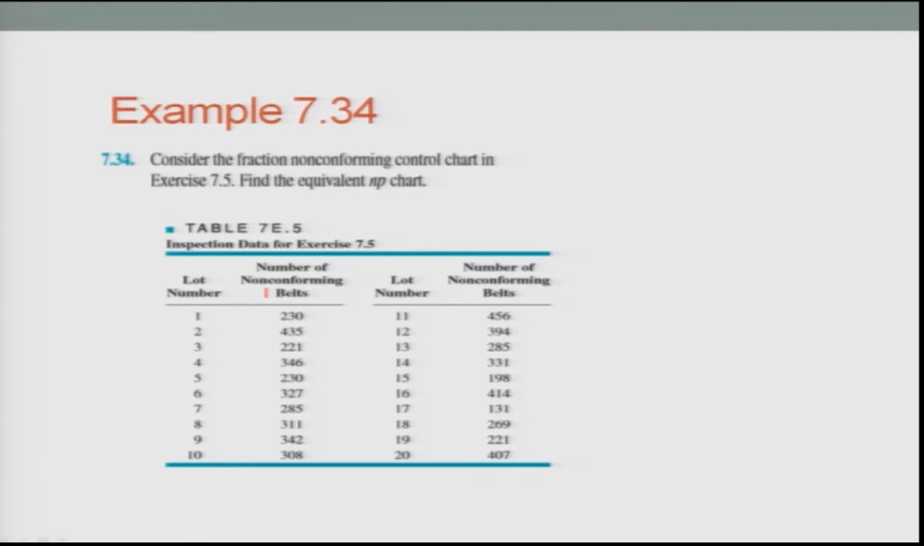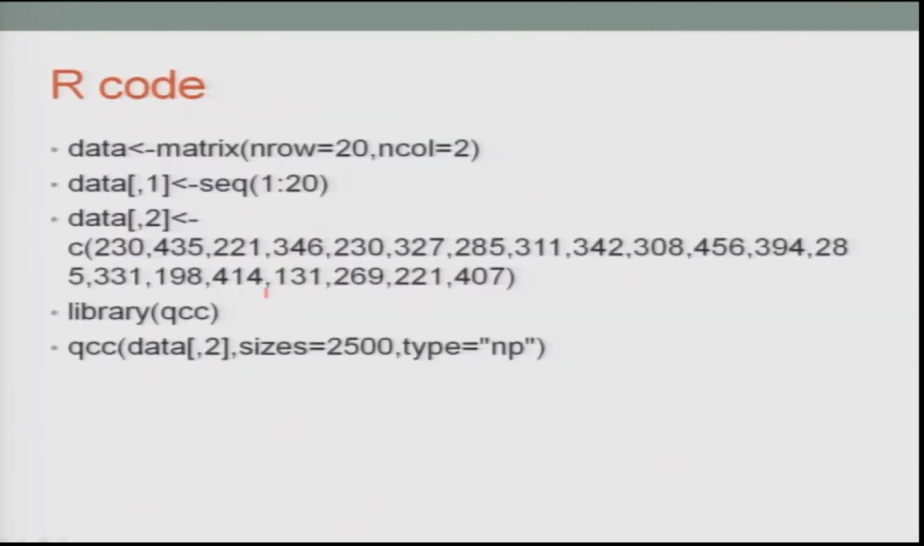Now let us consider the fraction non-conforming control charts, and we want to find the equivalent NP charts. The lot number is given from 1 to 10 in the first column, and the number of non-conforming belts you are trying to test is given as 230 to 308 depending on the lot number. Again in the third column you continue the lot number from 11 to 20, and the number of non-conforming belts is given as 456 to 407. If I put the R code, the matrix would be a 20 cross 2, depending on the reading number and the value. The values are given, 230, 435, till the last two, which are 221 and 407. Again you recall the same set of functions in R and plot the graph.